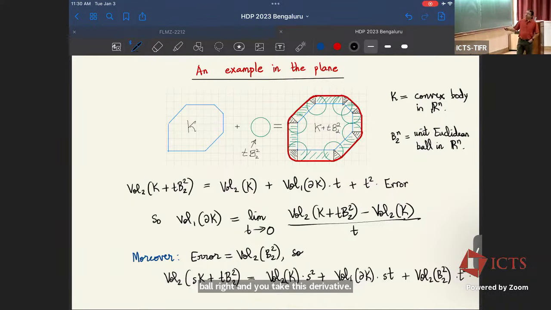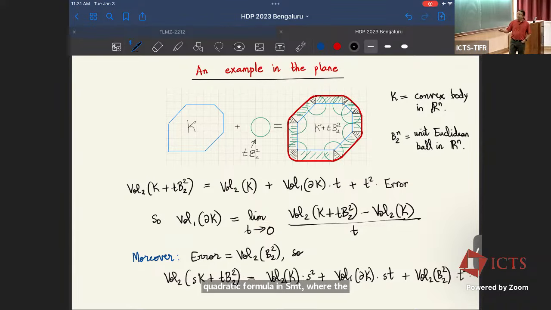Moreover, if you look at this error, these black portions, you'll see that these angles are non-overlapping. So these add up exactly to the area of that Euclidean ball. So this error turns out to be t squared times the volume of the unit Euclidean ball. Which means that if I look at the volume of sK plus t times the ball, I can replace K everywhere by sK, which just brings out an s squared here and an s here. So what I get is this polynomial representation of the two-dimensional volume, the area of sK plus t times the ball, which is just this quadratic formula in s and t, where the coefficients have these nice geometric meanings.